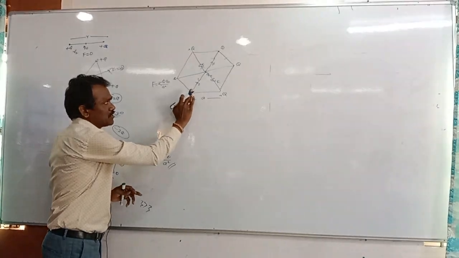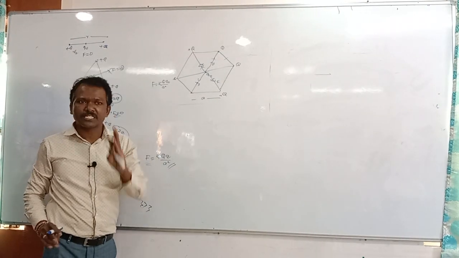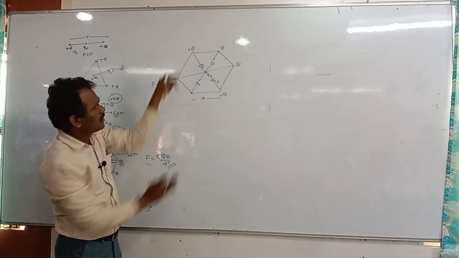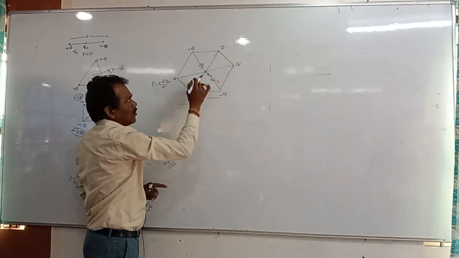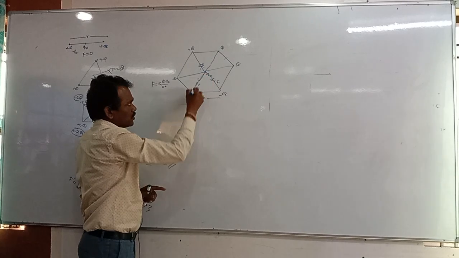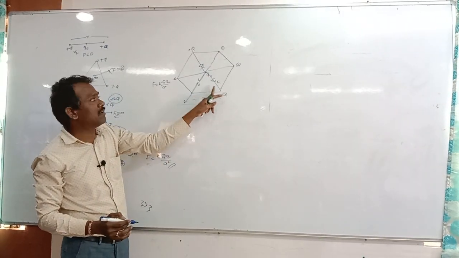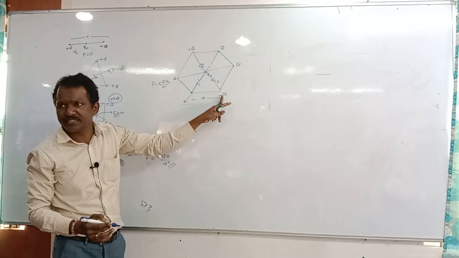If another charge is not there and only 4 charges are present, this force is not there and only this force will be there. Only equal and opposite forces will be available here due to opposite charges.